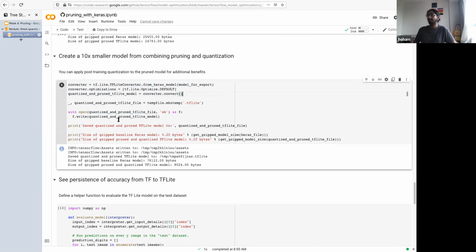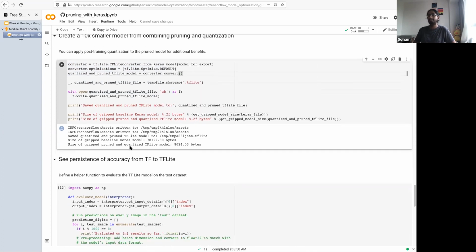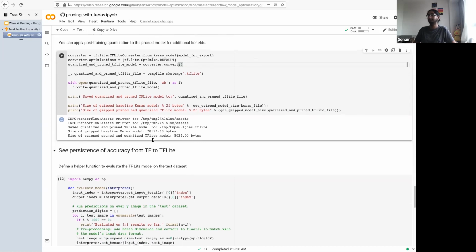After we specify that, we basically save it just to see how much space it takes. And you can see it takes really less space, right? So it takes us 8,000 bytes as compared to the 78,000 bytes that our normal Keras model was taking.